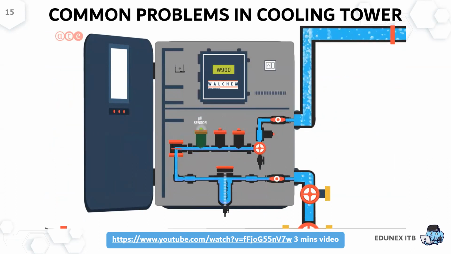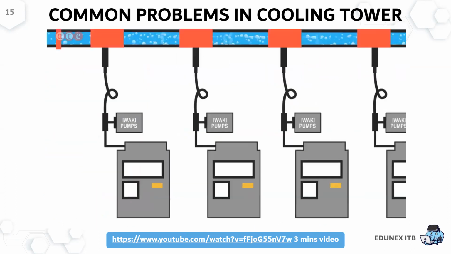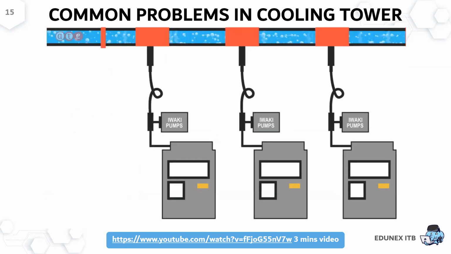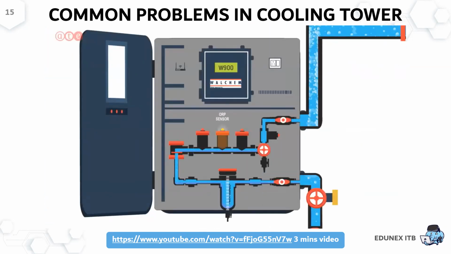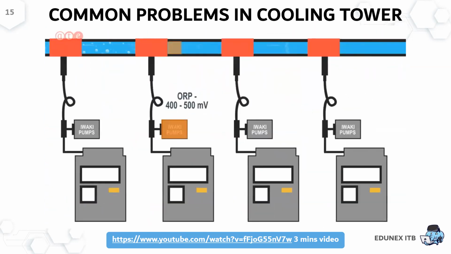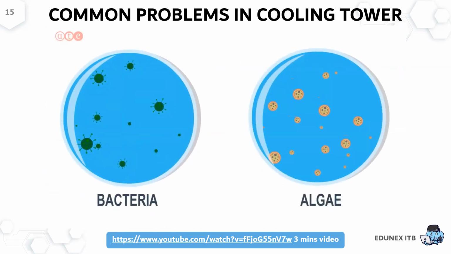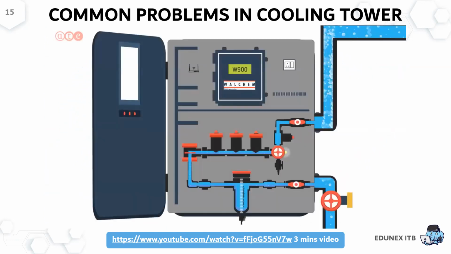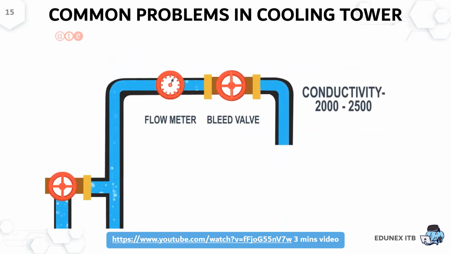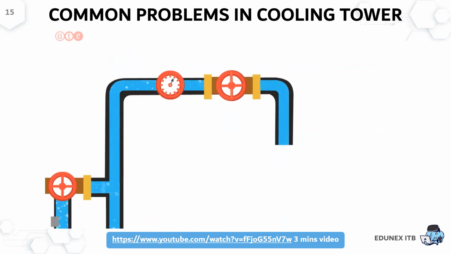The pH sensor monitors pH level on a real-time basis and maintains it within specified limits through dosing. The oxidation reduction potential, that is ORP sensor monitors free residual chlorine levels. This is then maintained by continuously dosing biocide to prevent bacteria and algae growth. The conductivity level of the cooling water is maintained by on-time and accurate blowdown control, bleeding off only the required amount of water from the system.